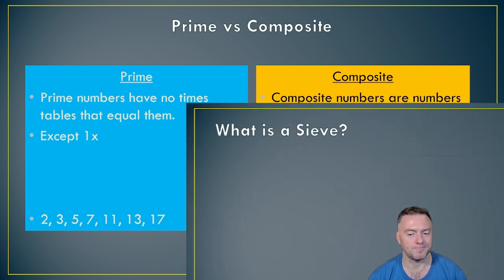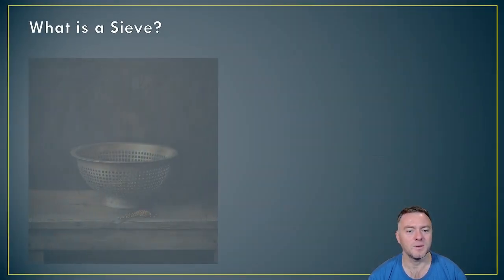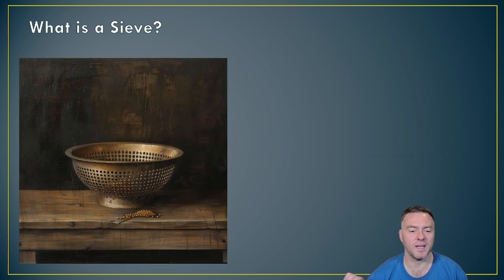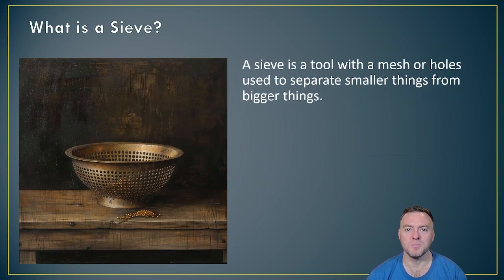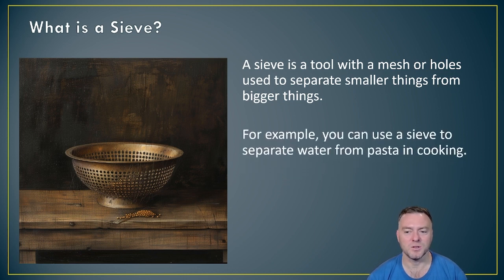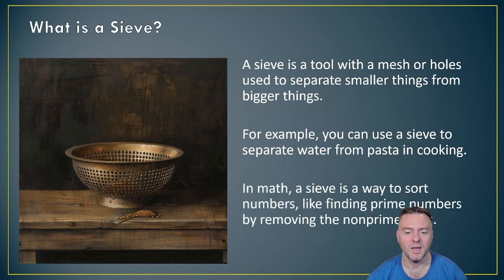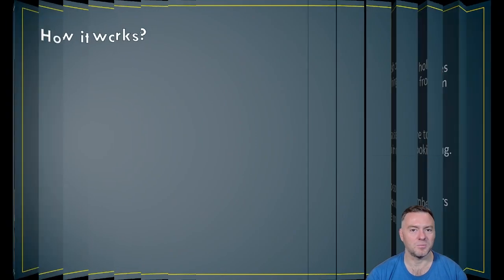So what is a sieve? Basically, it's a way of filtering out something. It's a tool or mesh with holes inside of it that separates small items from bigger items. For example, you use a sieve to separate water from pasta when you're cooking. And in math, the sieve is used to sort out the numbers and rip out those prime numbers from the non-prime ones.